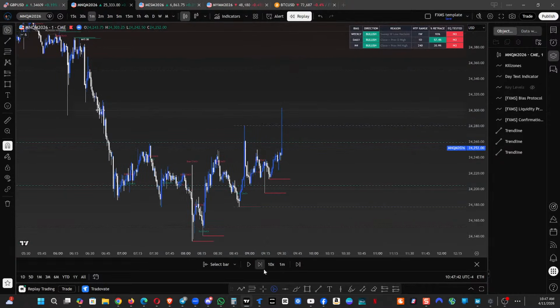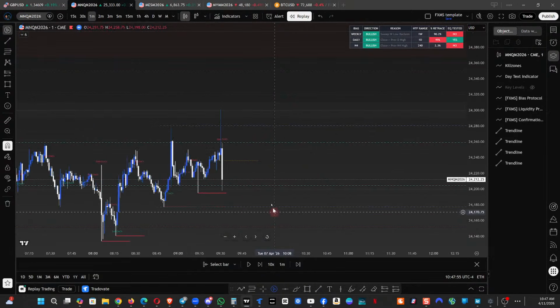Next, we're going to look for change of character to confirm the sweep. So all we need is for price to come back through this low. Which we do right there, right? And then the indicator will show you we got a change of character. We have the shift through, okay?